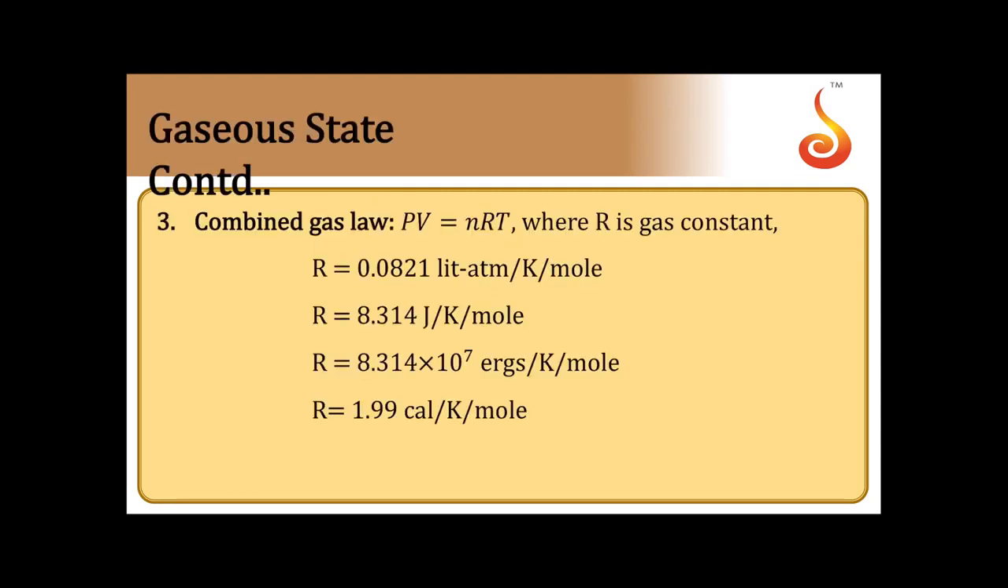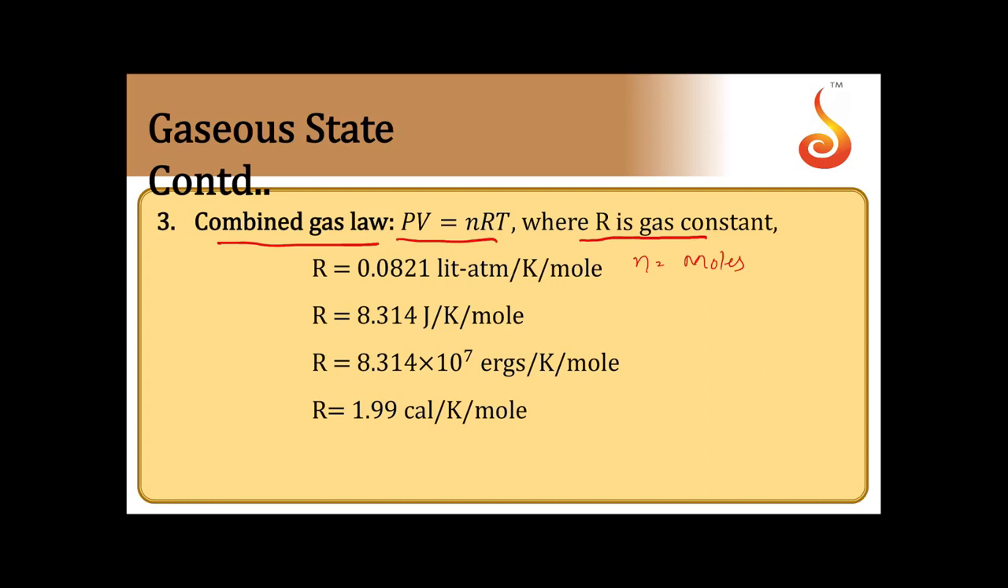Now combined gas laws. The combined gas equation is PV = nRT. Here n stands for the number of moles of gas, P is pressure, V is volume. R is known as the gas constant, or the universal gas constant. And the various units and values of R are as follows.